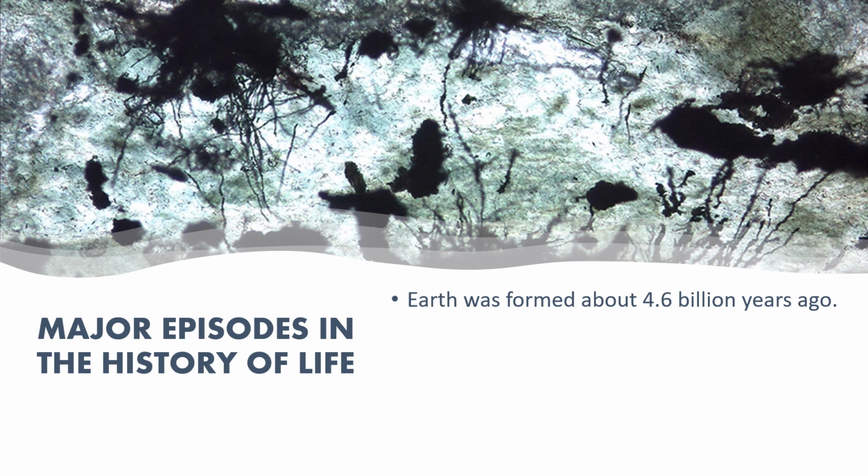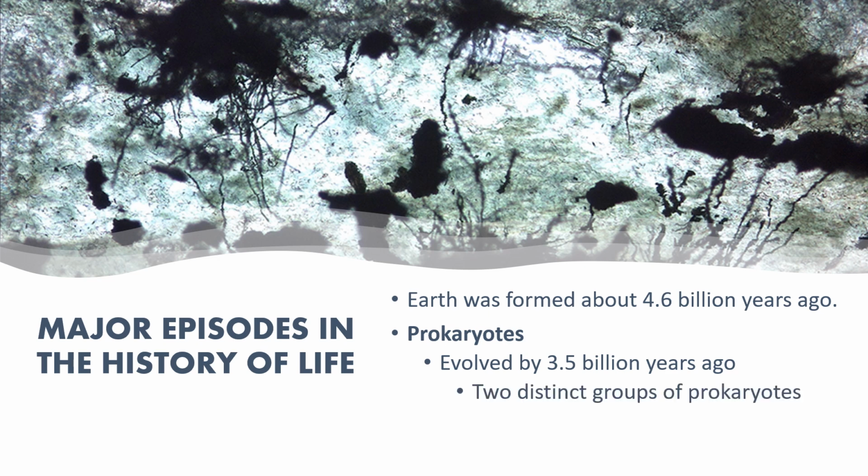So the Earth is approximately 4.6 billion years old, and the first organisms on the planet are going to be what we call prokaryotes. It is believed that they evolved around 3.5 billion years ago, and there are two main groups of prokaryotes that we're going to talk about today. We're going to talk about bacteria, which is the group that we're going to spend the most time talking about, and they also are going to be the group that we see the most in the lab this week. But we also are going to talk about archaea, which is another group of prokaryotes.